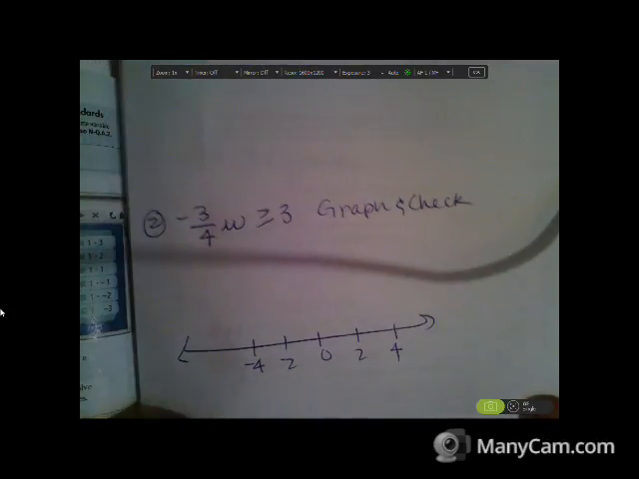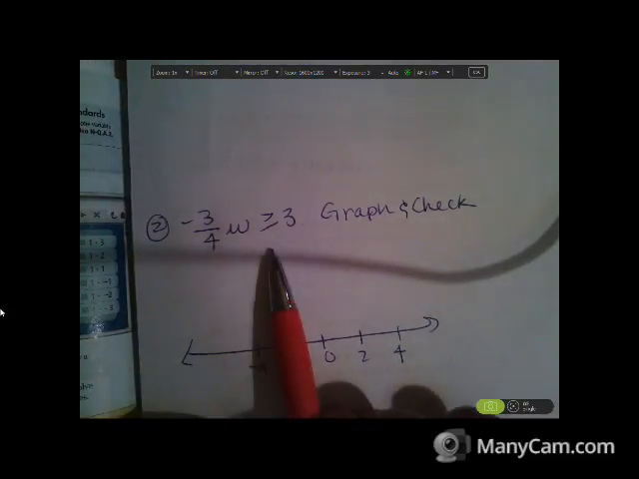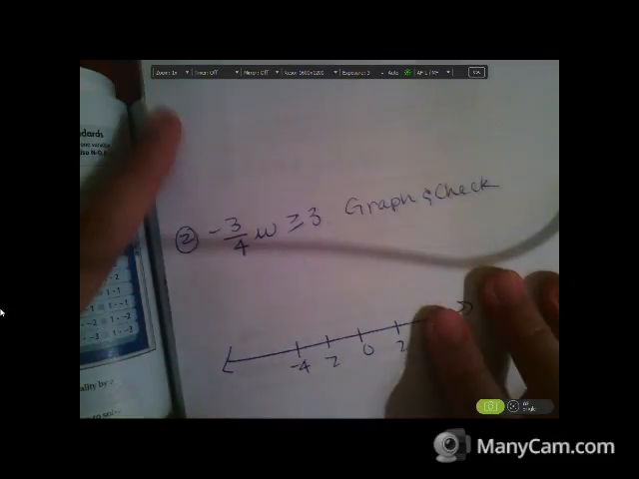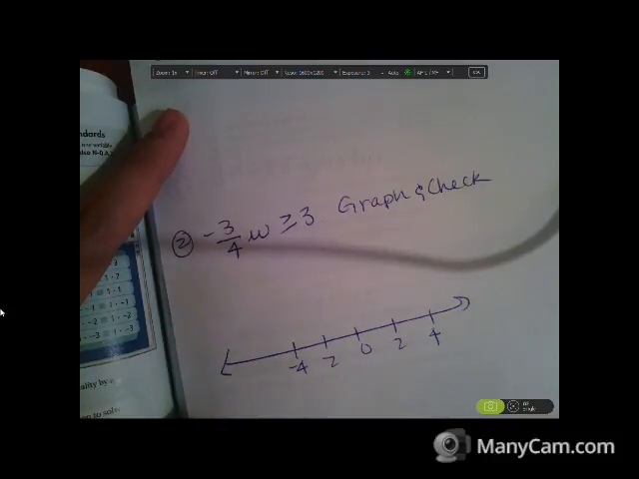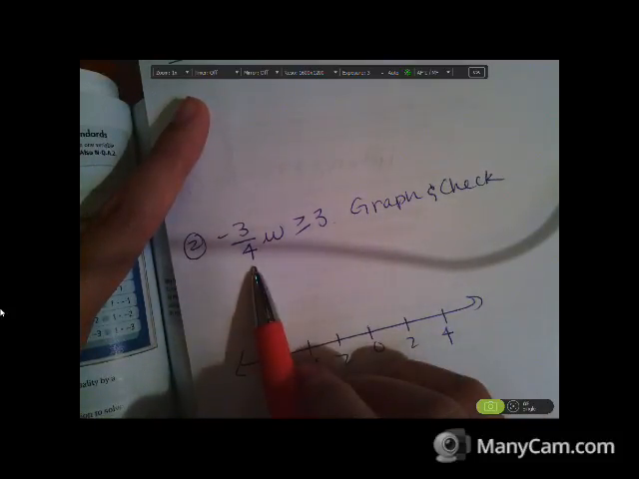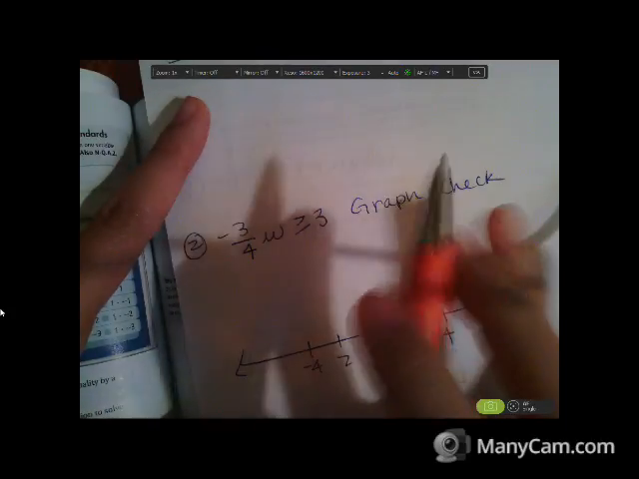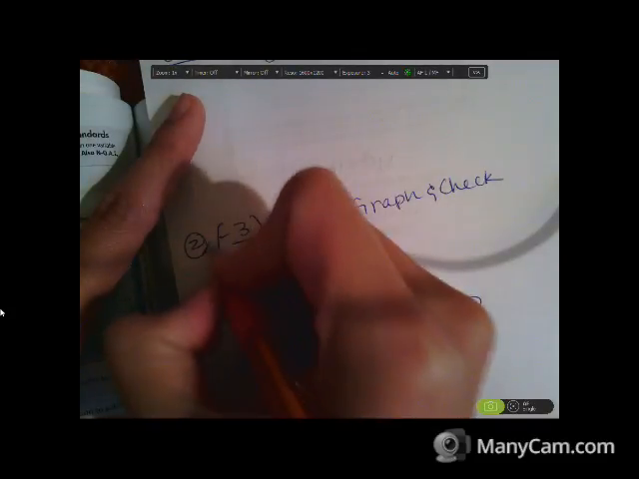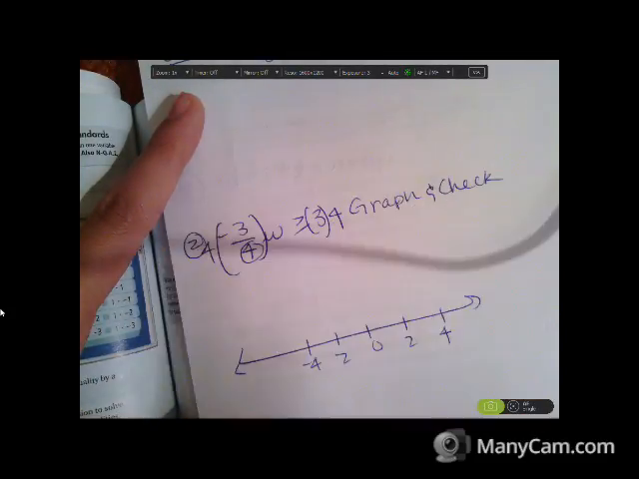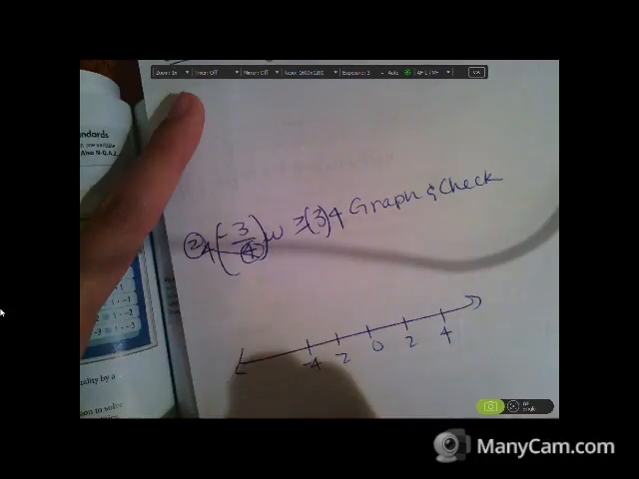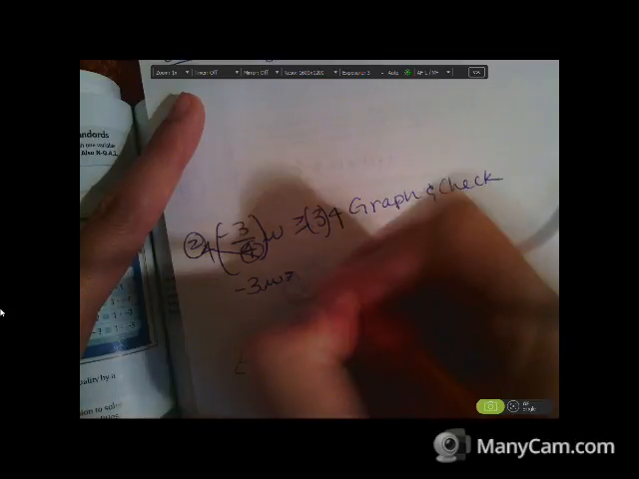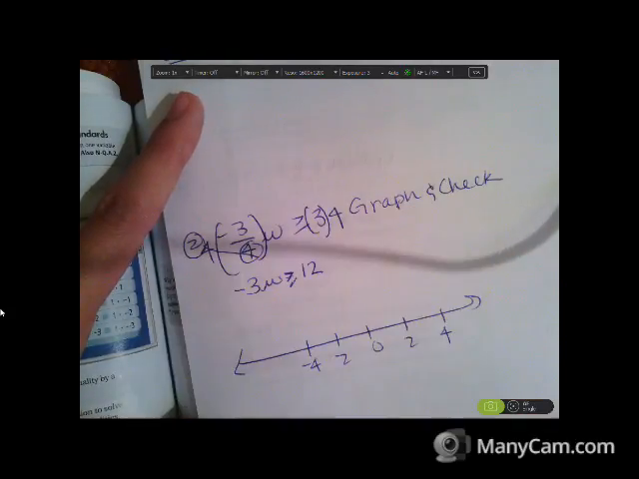Alright, number 2. I want to solve for w, and again I want to graph and check. I can use one of two ways. Because 4 is my denominator, I can either multiply by the reciprocal, or I can do it in two separate steps, which I will. Since 4 is my denominator, I'm going to multiply each side by 4, where these two numbers are going to cancel out. So I have negative 3w is greater than or equal to 12.